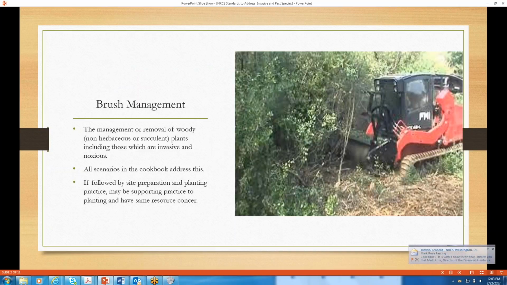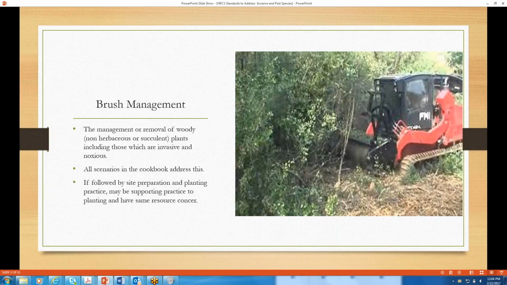So the first one is brush management, and when I think of brush management, I think a lot of buckthorn. So what is brush management? Basically, it's the management or removal of woody, non-herbaceous, or succulent plants, including those which are invasive and noxious.